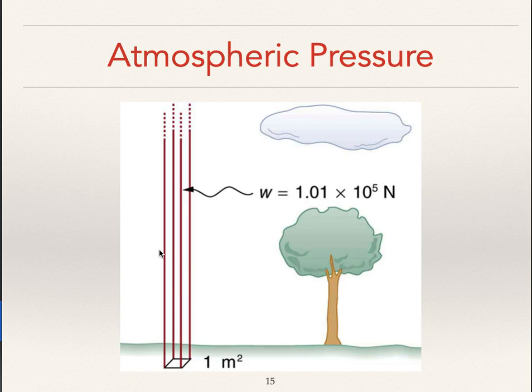And if we assume a still atmosphere, then the weight of this column of air works out to be about 100,000 newtons. The weight of 100,000 apples is slightly more, distributed over this 1 square meter.